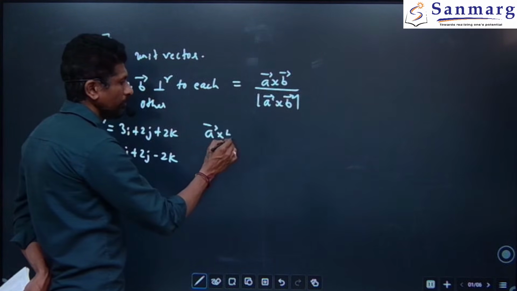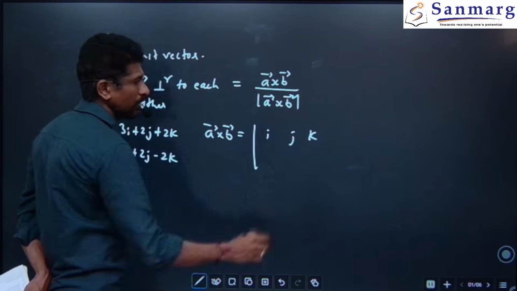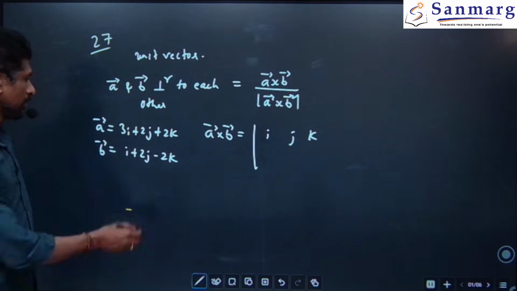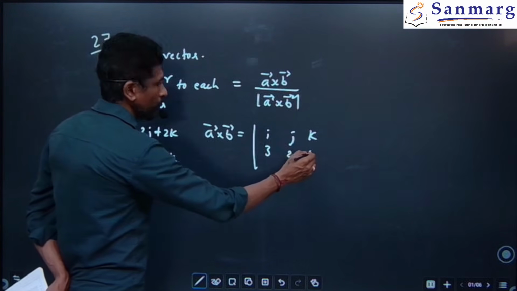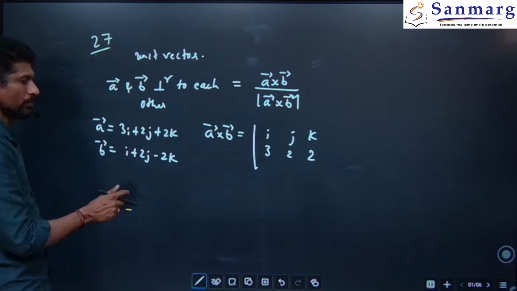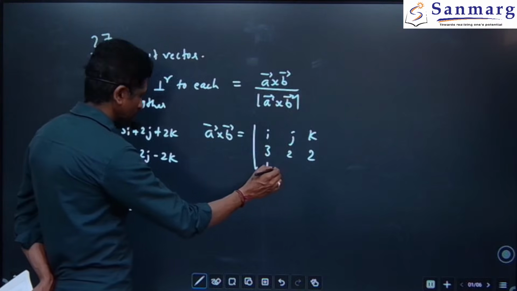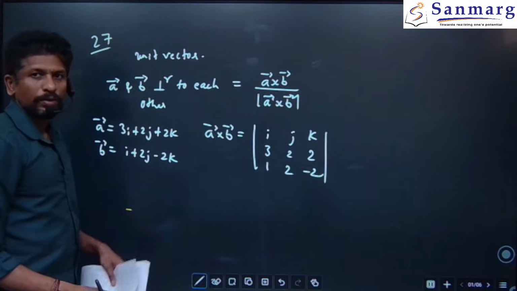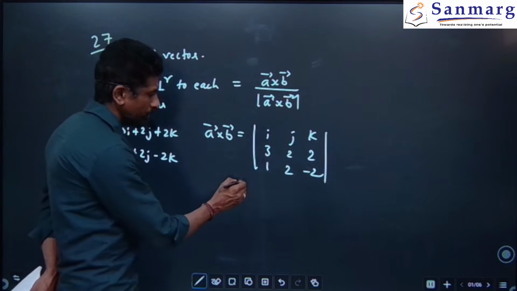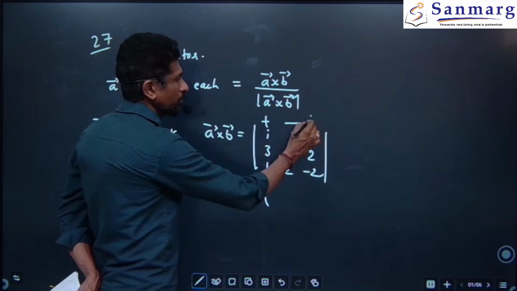A cross B procedure is what? The first row will always be i j k. The second row becomes the first vector, that is 3 2 2. The third row becomes the second vector, that is 1 2 minus 2. By taking the cross product you find the vector. So i will be as it is. As you know, the first row signs are plus minus plus.